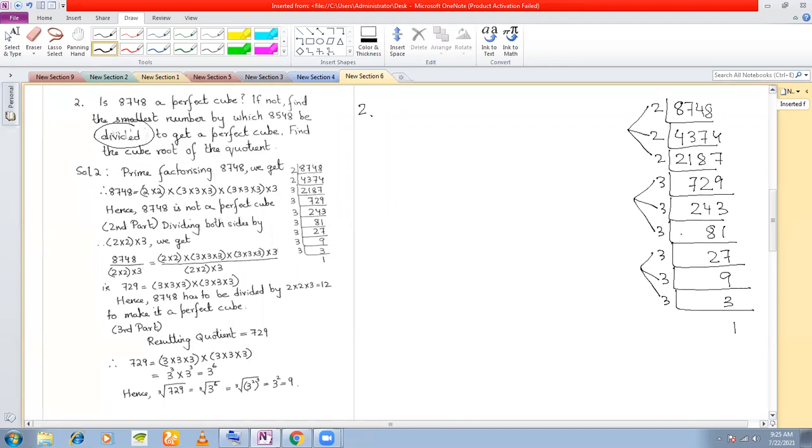1, 3 is left, I think. So 1, 3 is left. 1, 2 is left. Okay. So this should be 3, not 2. We are dividing this by 3, isn't it? Oh, 3 and 2 both are left.